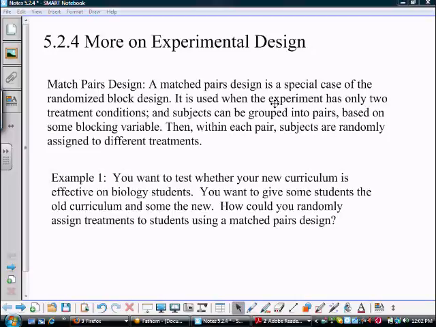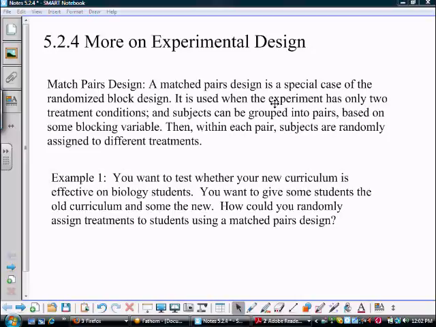So that's what it is. It's blocks of two, and in each block, each subject or experimental unit gets one treatment. One of the experimental units in the block gets one treatment. The other experimental unit gets the other treatment. Okay. So here we go.